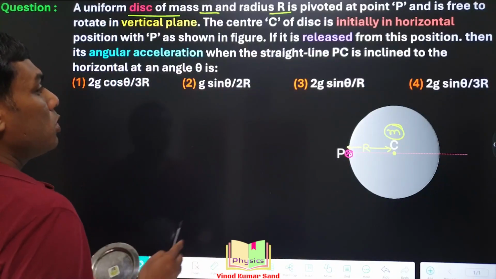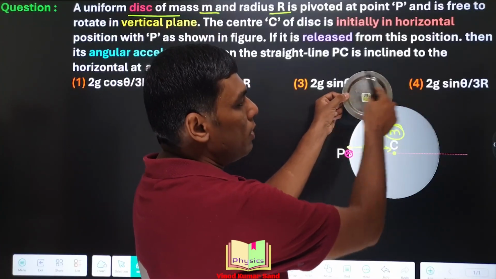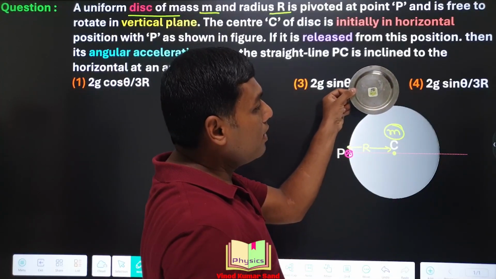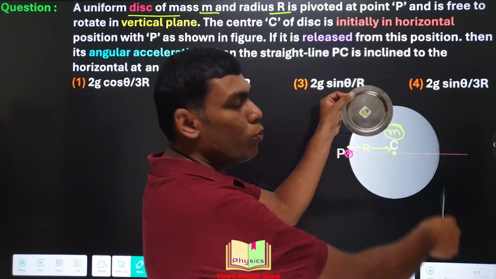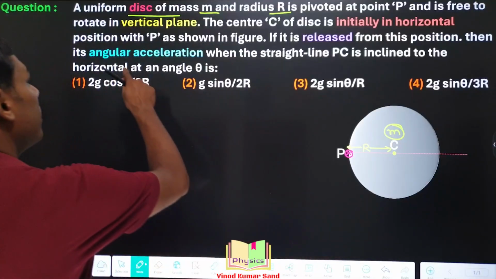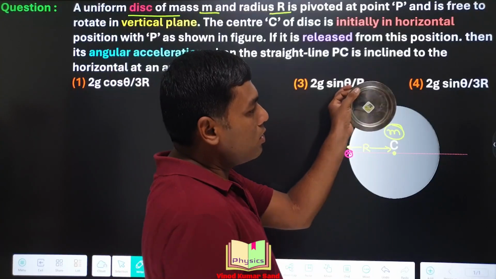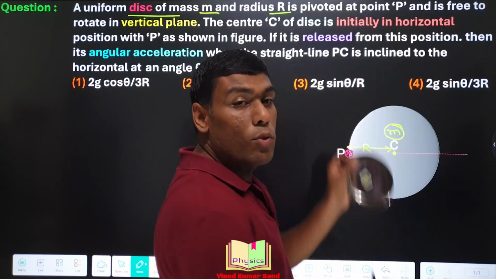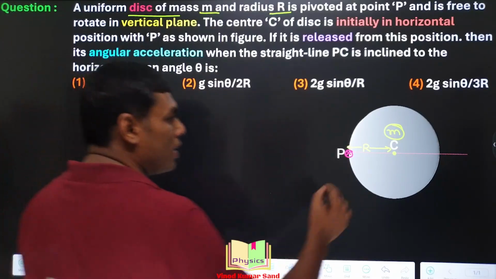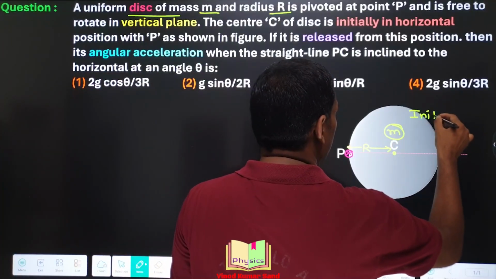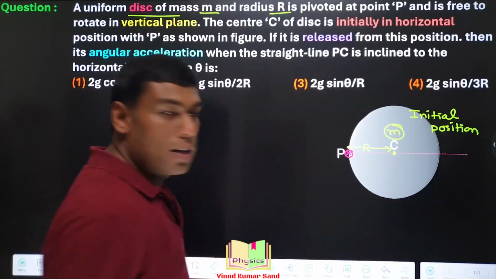Now the question says it is released from this position, when the PC line is horizontal, and then later on the center goes down here. Then the PC line will be making an angle theta with the initial horizontal line. At that moment, when this PC line is making angle theta, we have to find the angular acceleration of the disk. So this was the initial picture, the initial position.